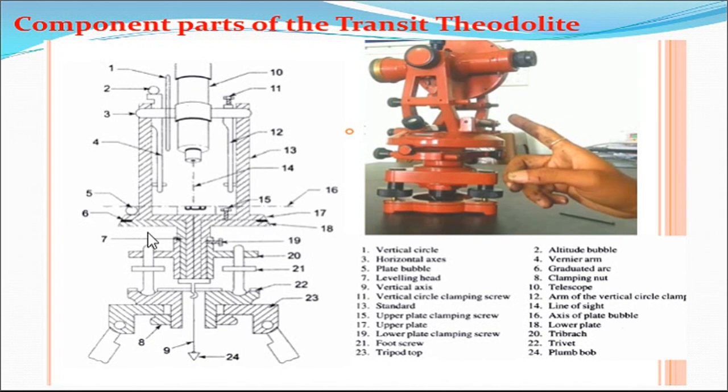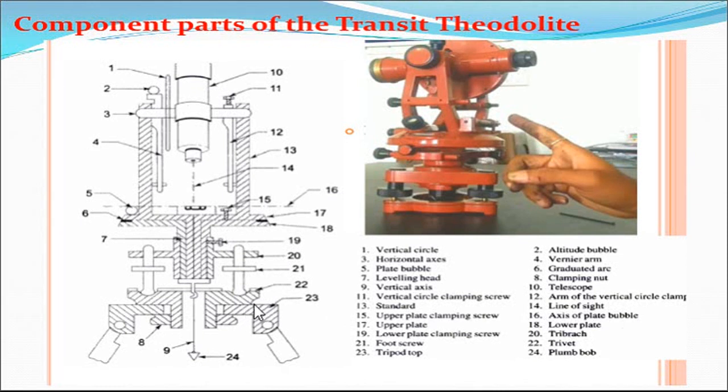Number 17 is the upper plate and number 18 is the lower plate. These we move separately. When we tighten the screws, both plates move together. If we loosen the plate screw, we can turn these plates separately. That is known as the upper plate and lower plate. Number 19 is the lower plate clamping screw. These are clamp screws to resist the movement of the plates.